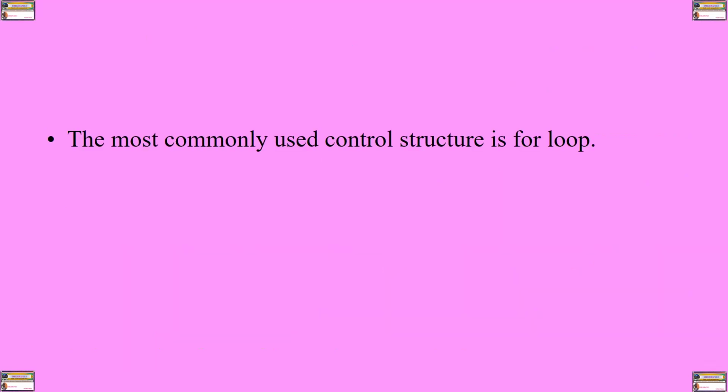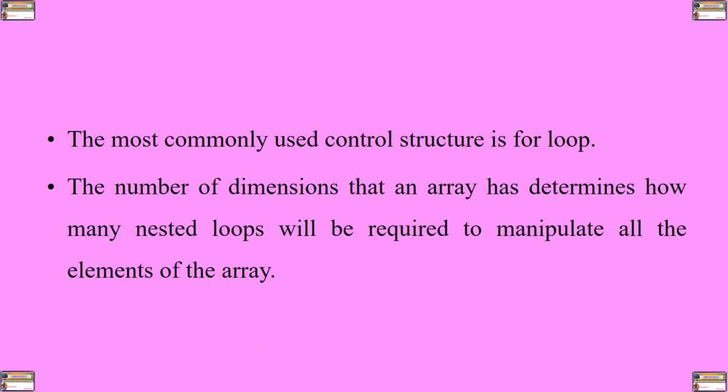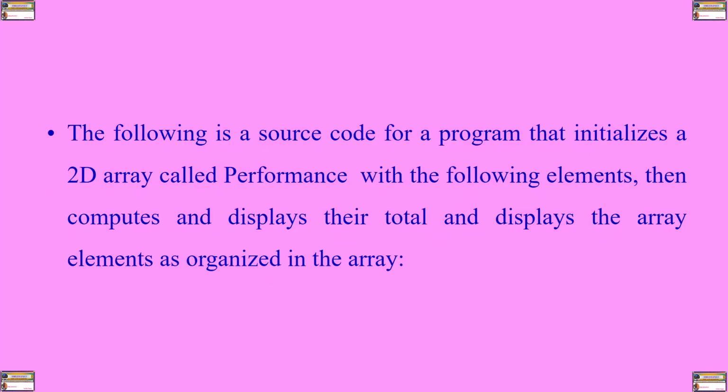The most commonly used control structure is the for loop. The number of dimensions that an array has determines how many nested loops will be required to manipulate all the elements of the array, because each for loop will refer to either a row or a column. So if it's a two-dimensional array, which has rows and columns, it means that we're going to have one for loop handling the row, while the other for loop will be manipulating the elements in the columns.